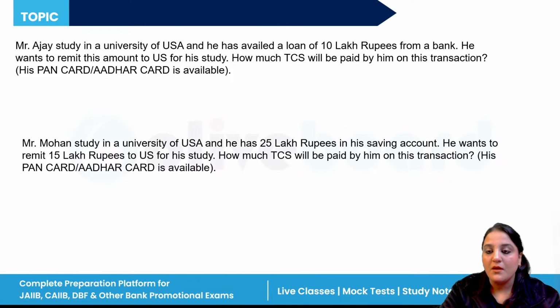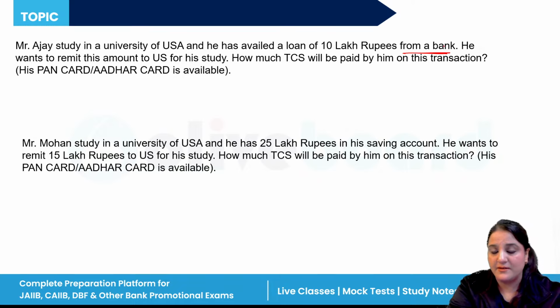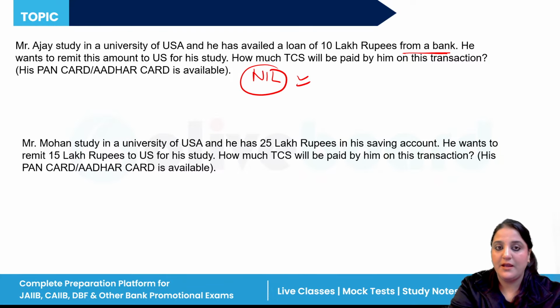See, here he availed a loan of 10 lakh rupees from a bank, so in that case, LRS for education purpose, if the amount being remitted is from an education loan obtained from a specified institution, as it is mentioned here, from a bank, right? So in that case the TCS rate would be nil. No TCS applied here. Nil is the answer, right? Because he took the education loan from a bank, right?